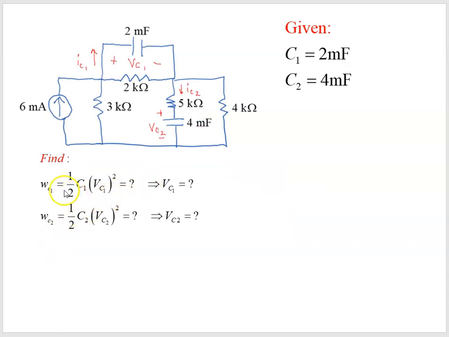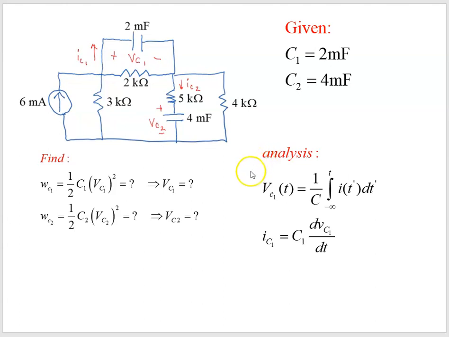So we know that the energy is 1/2 the capacitance times the voltage across the capacitor squared. We want to find the voltage across capacitor 1, we'll call the 2 millifarad capacitor 1, and we'll call the 4 millifarad capacitor 2. So what we need to do is to find these two voltages in order to get the energy, because we know the capacitances. We can relate the voltage to the current: 1/C times the integral over time of the current to the capacitor, i dt.